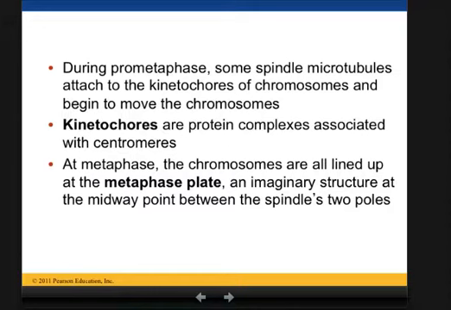Kinetochores are a protein complex. So I switched PowerPoints here to just go over kinetochores in a little bit more detail. They have a role in prometaphase. Some of the microtubules attach to the kinetochores of chromosomes and begin to move the chromosomes. They're protein complexes attached to the centromeres. And at metaphase, when the chromosomes are all lined up at the plate, the metaphase plate is an imaginary structure. Let's show you a picture of the kinetochores here.